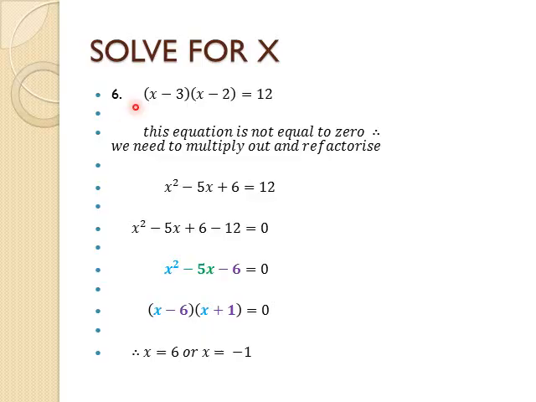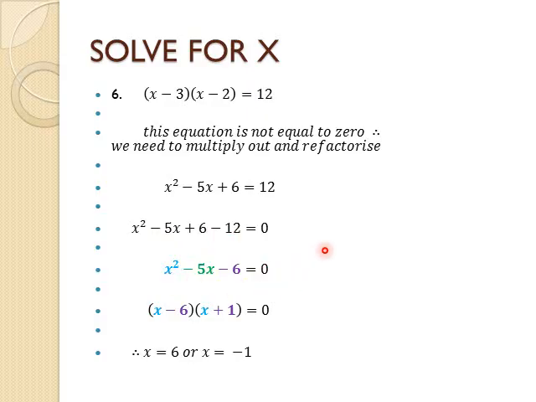Right. We also have the problems, very common in grade 12, but also asked in grade 11, where we factorize, but it's not equal to 0. Because it's not equal to 0, we have to multiply out and then refactorize. So there, x times x would give me x squared, minus 3x, the two closest, minus 2x would give me minus 5x, negative 3 times negative 2 would give me positive 6 equal to 12. Bring 12 over, becomes negative 12. So x squared minus 5x minus 6 equals 0.